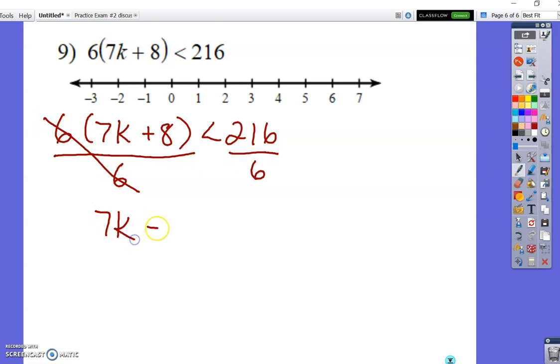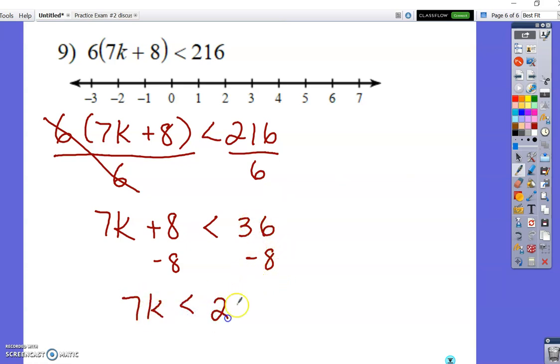And I get 7k plus 8 is less than 36. You can double check that for me on a calculator, but 216 is 6 cubed, so I'm pretty sure I'm right. Then we're going to go ahead and subtract 8 from 36. 7k is less than 28. Divide by 7, and k is less than 4. So 4 is our answer. There was no weird switching that happened anywhere. No negative signs to be seen, so no worries.